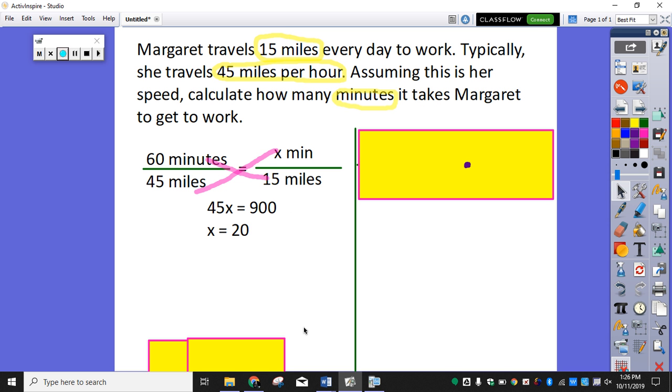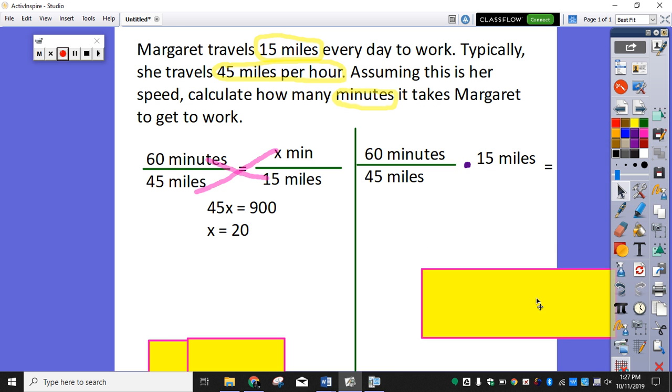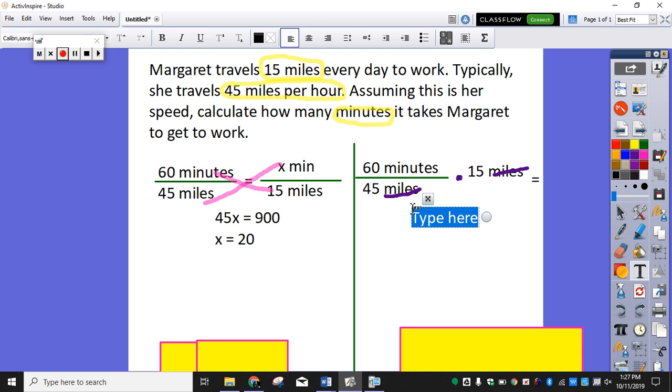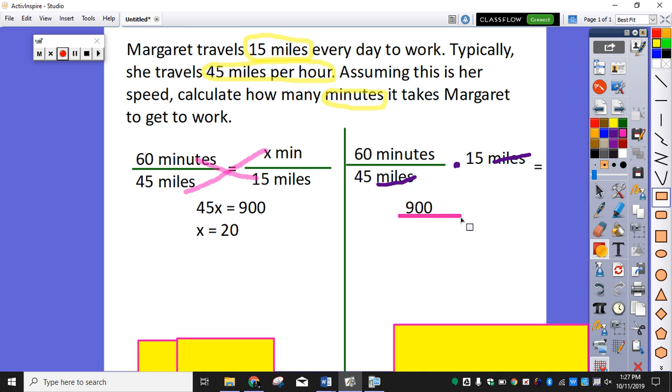Now, you could also do this using a conversion. And it's sort of like a mix-up of dimensional analysis where you start with the same thought process, 60 minutes in 45 miles, but what I want to happen is I want that miles to go away. I want it to eliminate so that I'm left with just the minutes. And so miles over miles would divide out to 1, and I'd be left with my minutes. And so all I'd have to do is 60 times 15, which is 900, and then divide that by 45.